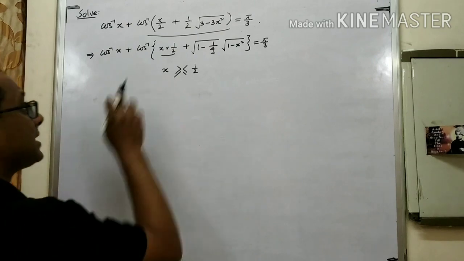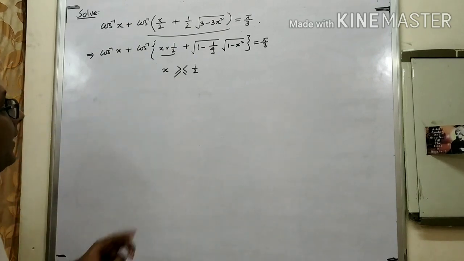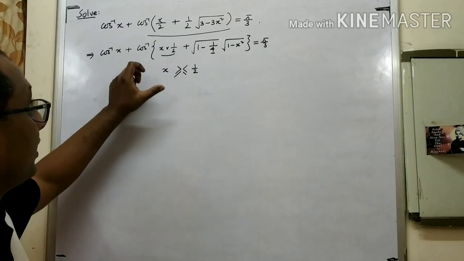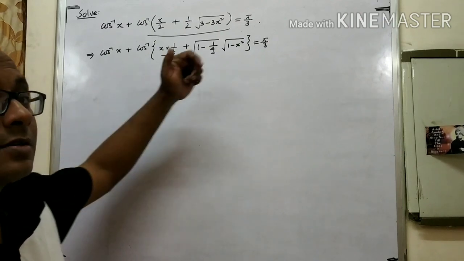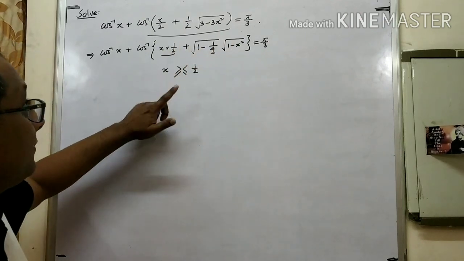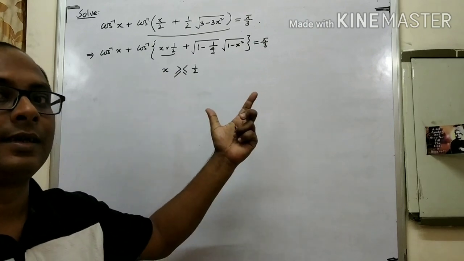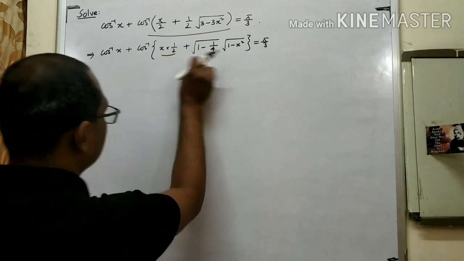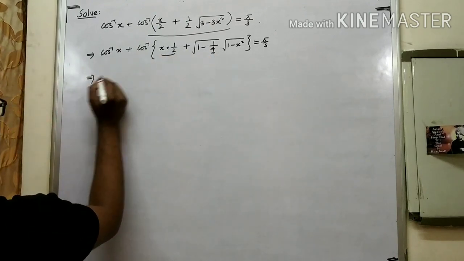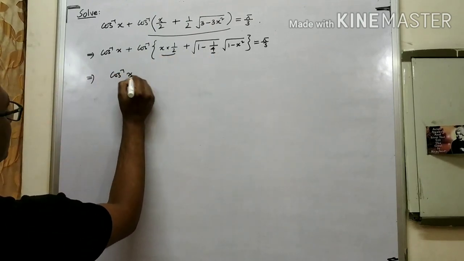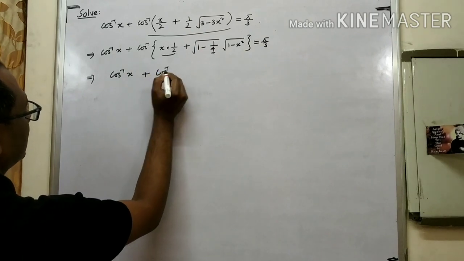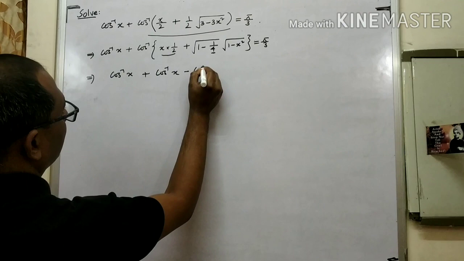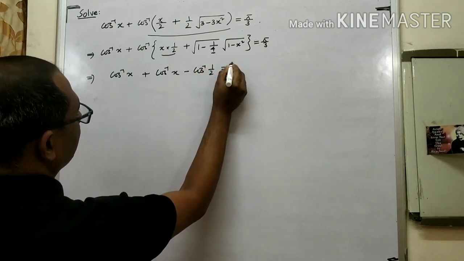This has two results. If x is greater than or equal to 1 by 2, then cos inverse of half minus cos inverse of x will come. And if half is greater than x, then cos inverse of x minus cos inverse of half will come. Many of the students will do this: cos inverse of x plus cos inverse of x minus cos inverse of half equal to pi by 3.